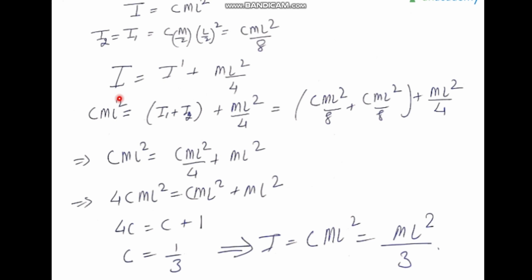Now as I said earlier, by the parallel axis theorem, I dash is I plus M L by 2, M L square by 4. I replace I dash by I1 plus I2, and I1 plus I2 is C M L square by 8 plus C M L square by 8. I was supposed to calculate I, which is C M L square. So I is C M L square, I dash is I1 plus I2. So I put this as C M L square by 8 and I solve this to obtain the value of C, which is 1 by 3. So I get the answer as M L square by 3.